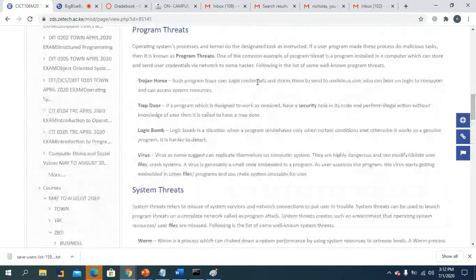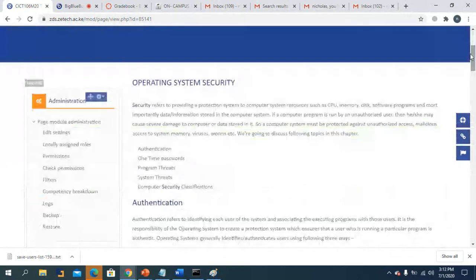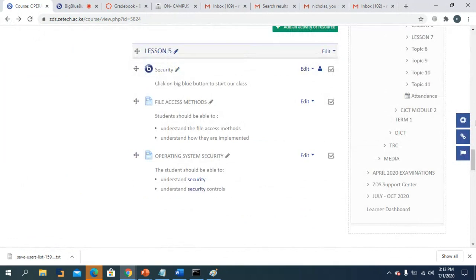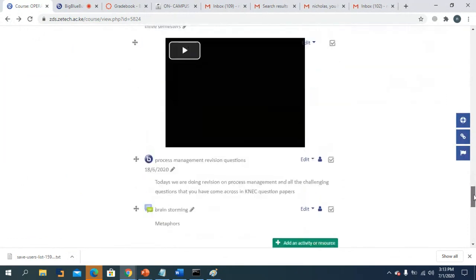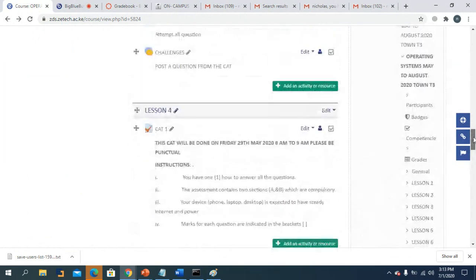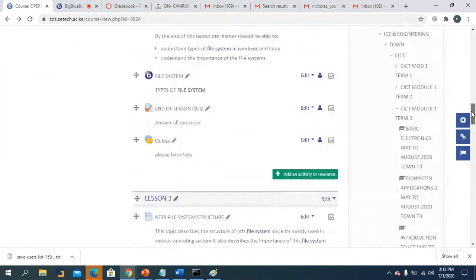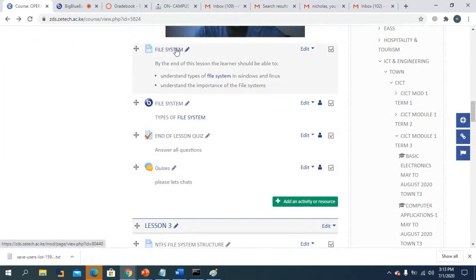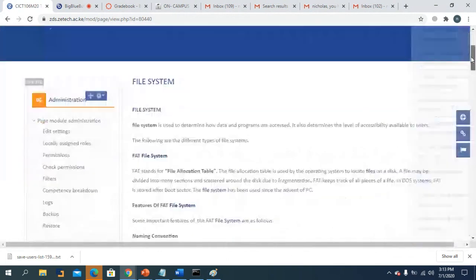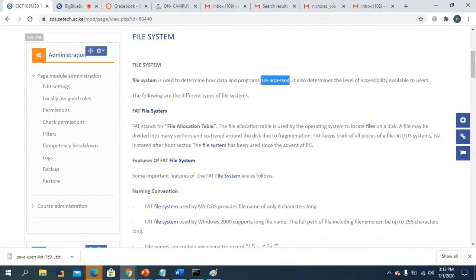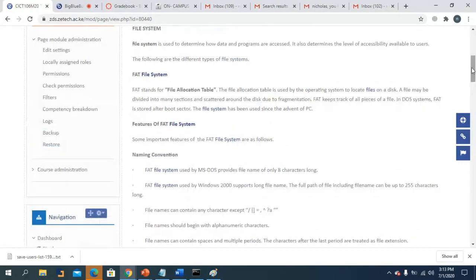So I think this is not new to you when you look at security in an operating system, because the only way that you can provide security in an operating system is through the provision of encryption, passwords, and many other methods that we have already discussed. So the next thing that I want us to discuss is the file system. When you look at the file system, we are saying it is used to determine how data and programs are accessed. So the moment you are using an operating system, what mostly determines how the data is accessed is the file system. That's why sometimes we call it a structure, which determines the level of accessibility to the users. Maybe how many users are able to access the file, and when they are supposed to access the files.